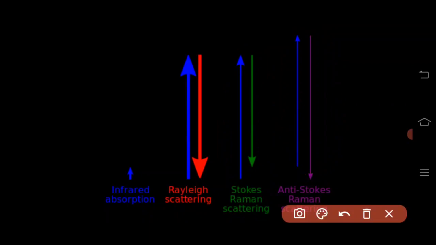The lines having frequency lower than the incident frequency are called Stokes lines or Stokes Raman scattering. See here, the lines having frequency lower than the incident frequency are called Stokes lines. And the last one, the lines having frequency higher than the incident frequency, are called anti-Stokes lines. You will study more about the Raman effect in your higher classes.